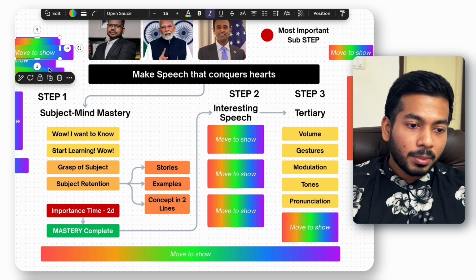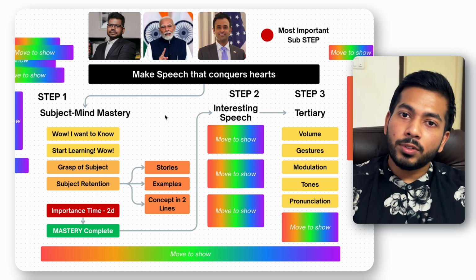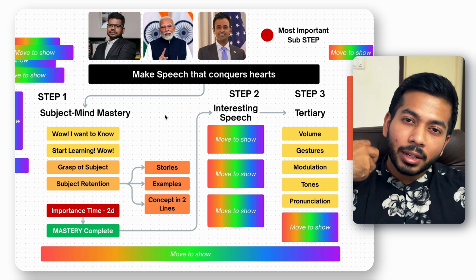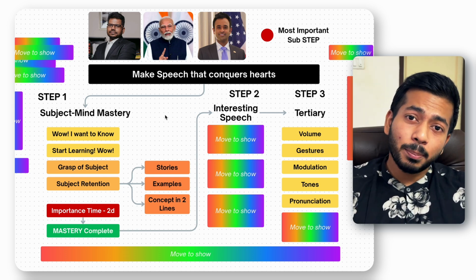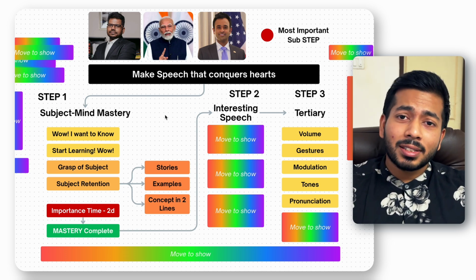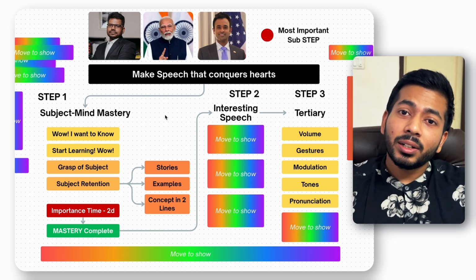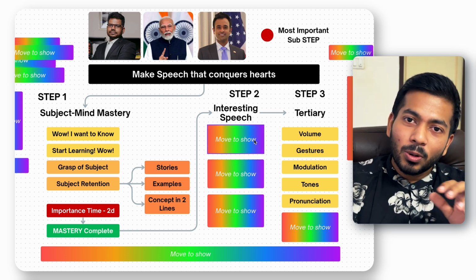Let's see the second step. The second step is how to make this subject which we have just ingested into an interesting speech. How do we do that? Now, this is the second important point. Third point is volume, gestures, modulation, etc. Second point is how to make an interesting speech. How do we do that? It's so simple. You won't even believe it.